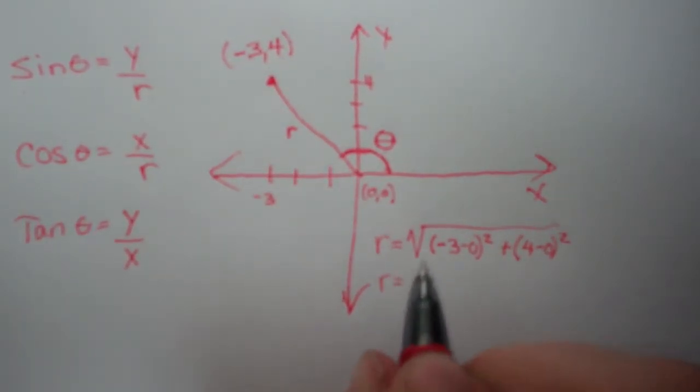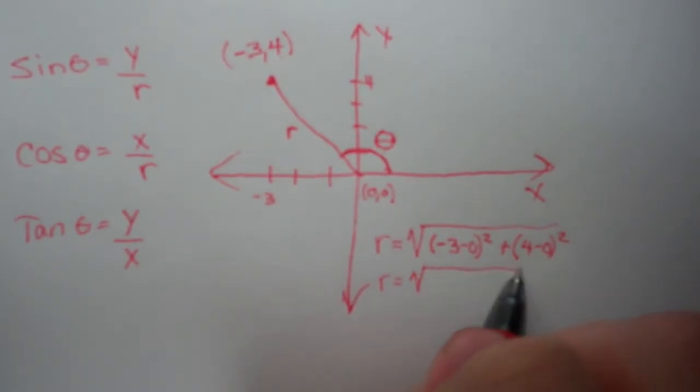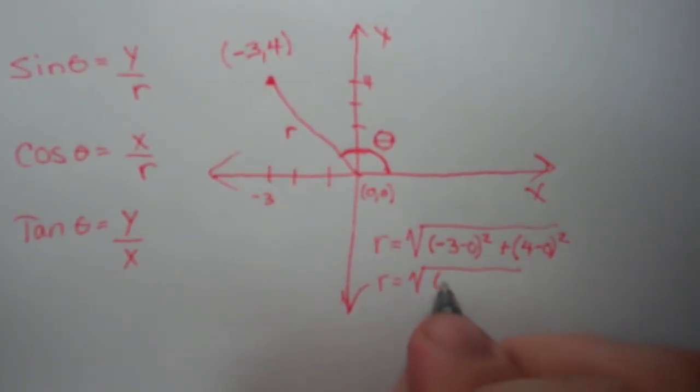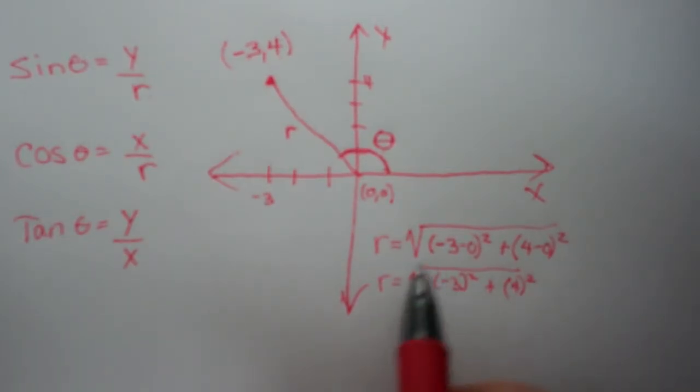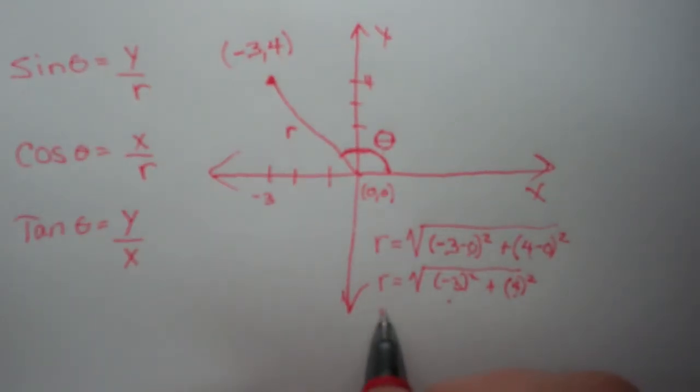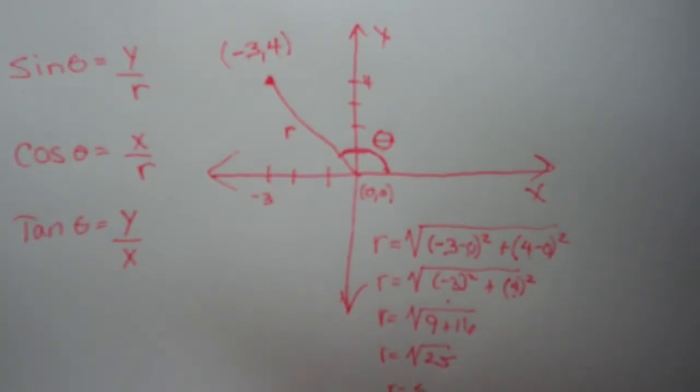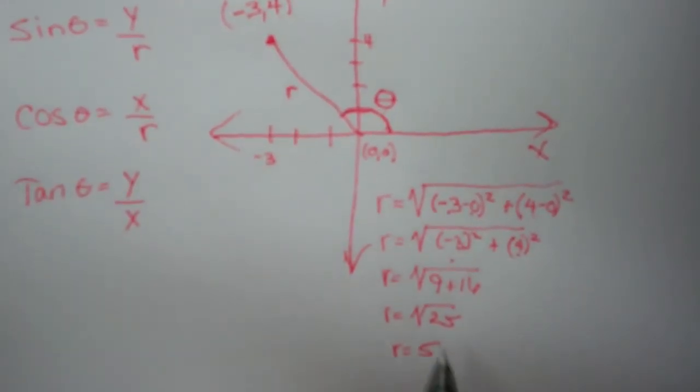So we have r is equal to the square root of -3 squared plus 4 squared, right? -3 minus 0 is -3, 4 minus 0 is 4. So r is the square root of 9 plus 16, so r is the square root of 25, and r is 5. So r is 5 in this case.